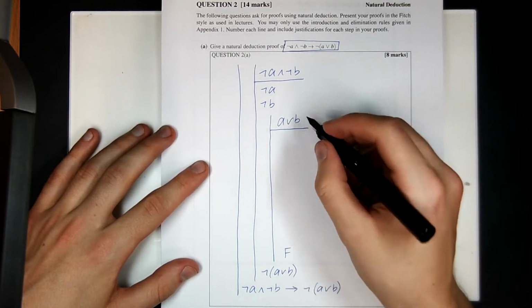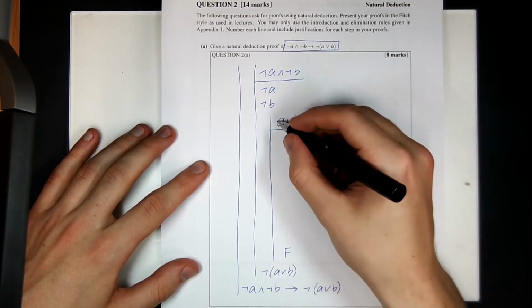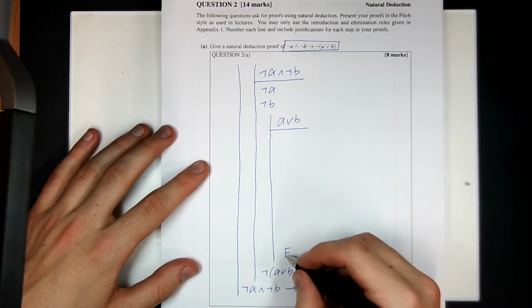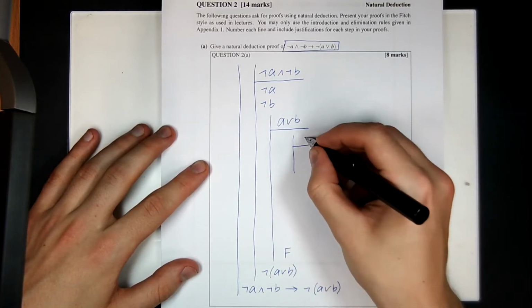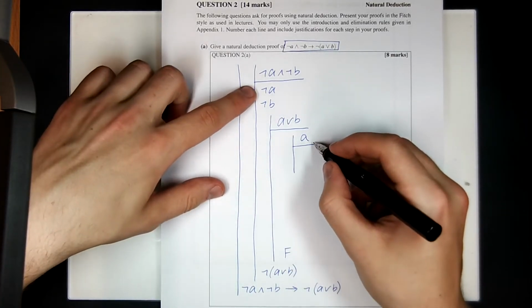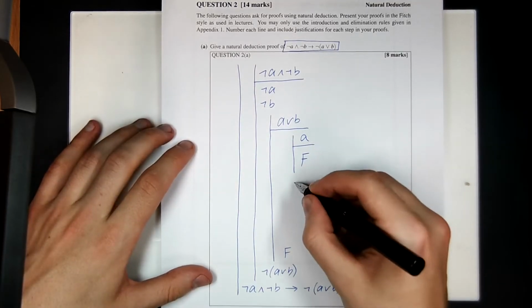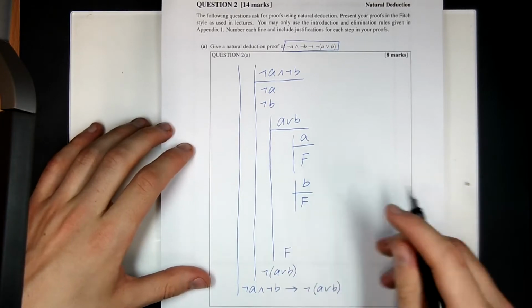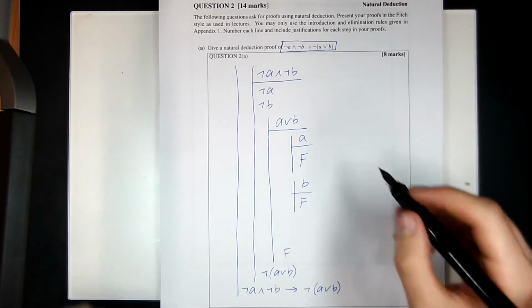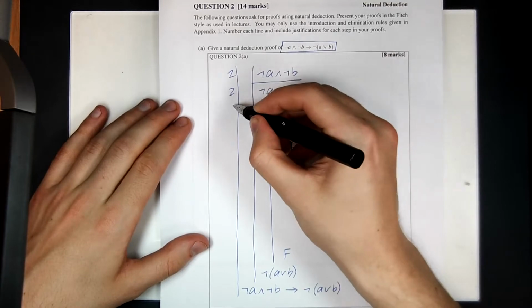We can use OR elimination. So by assuming A, getting false, assuming B, getting false, therefore we can get false. So we assume A, and then these two statements immediately contradict each other. We try and assume B, and then the same thing, therefore false. And so now we have to fill in our rules. So we put in our line numbers.